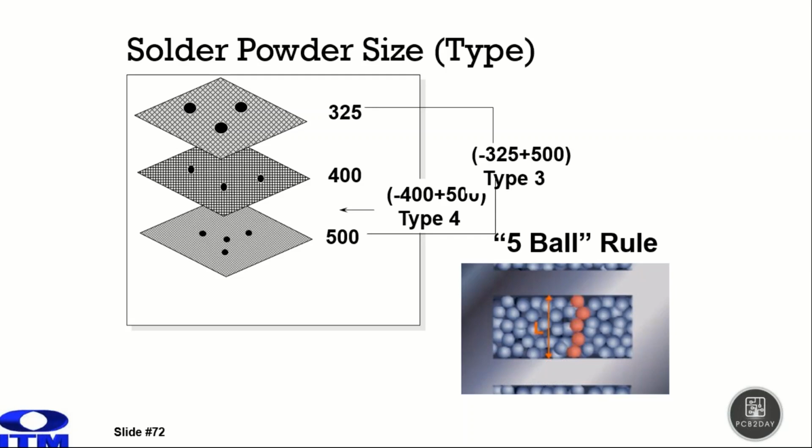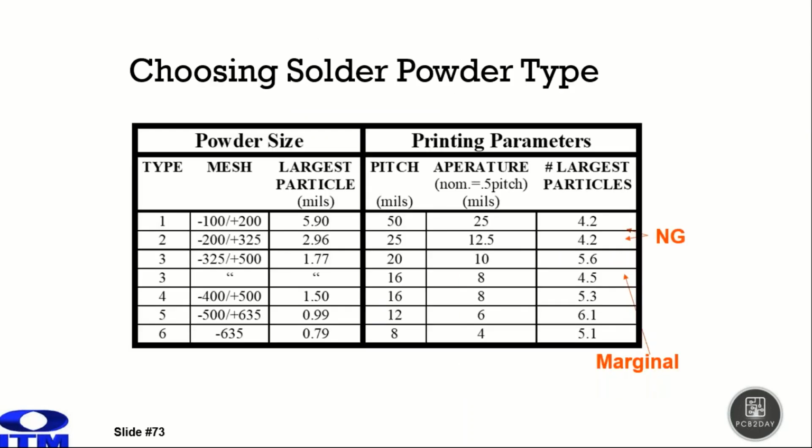Okay, well, why? We have a rule called the 5-ball rule. Depending on the pitch of the components you're doing, and therefore the size of the deposit you want to put down, the rule is that 5 balls of your largest particle have to fit across the width of the aperture. Otherwise, you're going to run into problems. So let me give you an example.